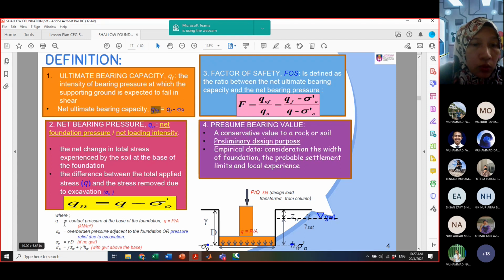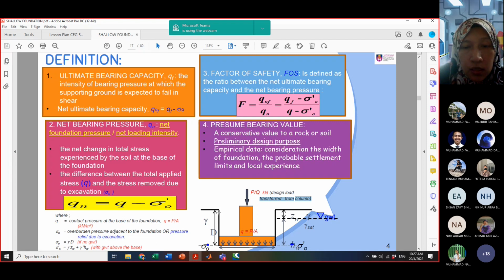Okay, what is q? q is the contact pressure at the base of the foundation. It is calculated from P over A, where P is the loading, here called the design load transferred from the column. Some questions use the symbol P or some use the symbol Q. So it is the contact pressure. What is sigma naught? Sigma naught is the overburden pressure adjacent to the foundation, or pressure relief due to excavation.